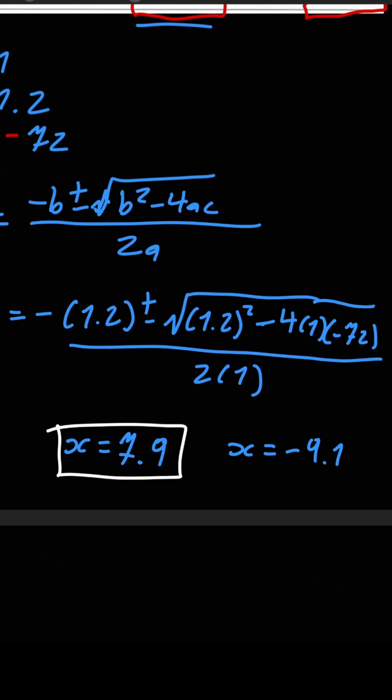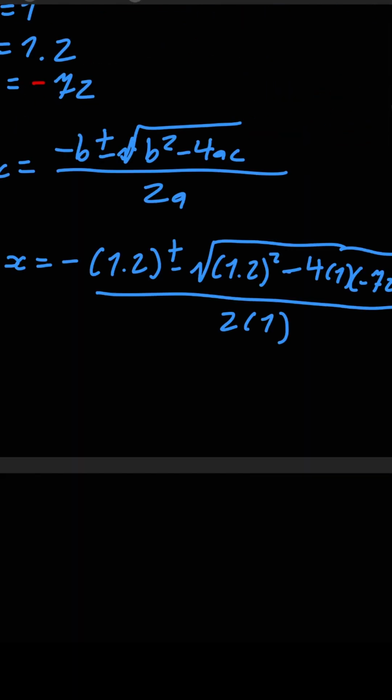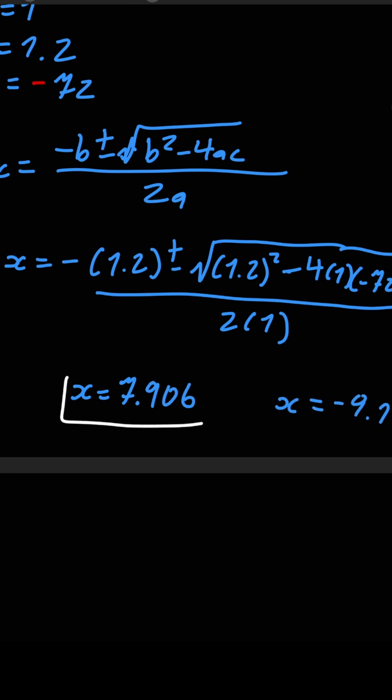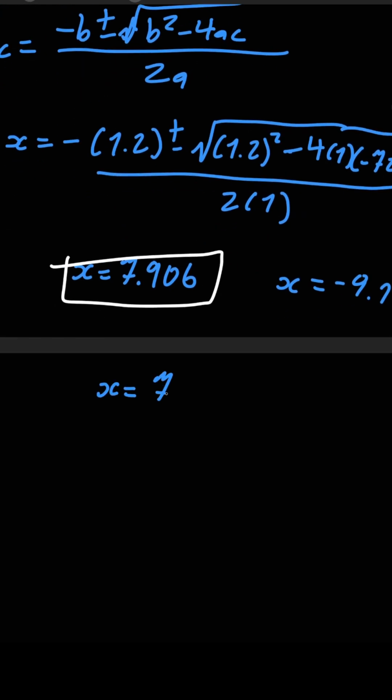Wait. Remember, it asks us to give our answer correct to the nearest centimeter. So our two answers are x equals 7.906 when we plug that into our calculator, and x equals minus 9.1. We can only have the positive answer, because you cannot have a negative width. And this is our answer in meters, and it asked us to give our answer correct to the nearest centimeter. There are 100 centimeters in 1 meter, so we have to round it to 2 decimal places, which will be x equals 7.91 meters, and that is our final answer for the width.